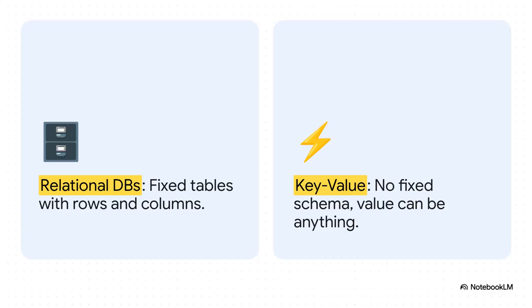Now, what's really interesting is the stark contrast between these two systems. With traditional relational databases, you have fixed tables, rows, and columns. Everything has to fit perfectly into that structure. But with key value stores, there is absolutely no fixed schema. The value can be anything. It could be a number, a string of text, a JSON blob, or even an image file. Because there's no strict schema bogging things down, key value stores are just phenomenally fast.